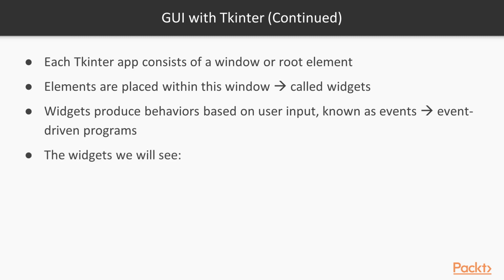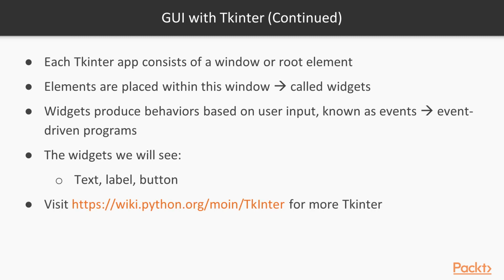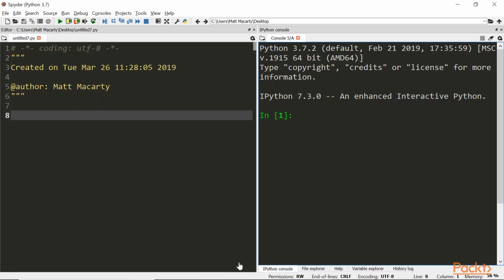We're just going to see a few of the widgets. There's the text, a label, and a button. But there are other things that we won't see that come with tkinter, such as frame, canvas, checkbox, a menu item, things like that. And if you want to know more about how tkinter works and the things that you might be able to do with it, there's a link right here for it. For now, we're ready to jump right in and get started with it. So we're going to fire up Spyder.